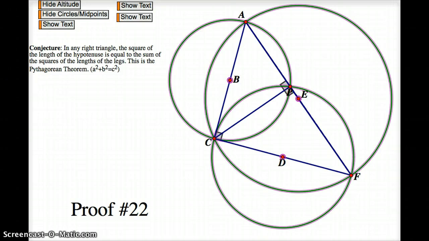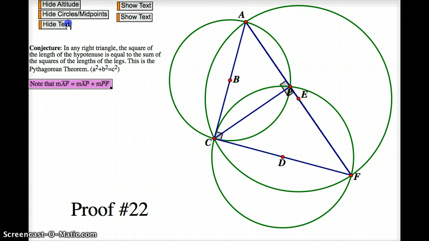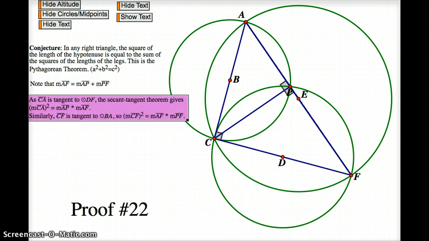And I also want you to notice that the length AF is equal to the sum of length AP and PF. Notice that CA is tangent to the big circle at the bottom, so we can use our secant tangent theorem, which tells us that the length of CA squared is equal to the length of AP times the length of AF.